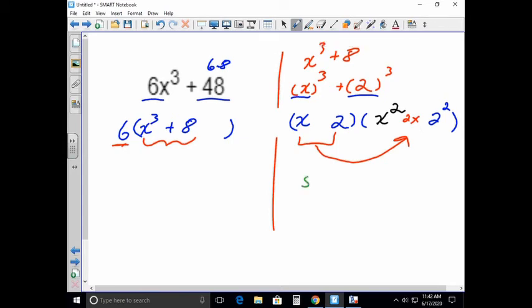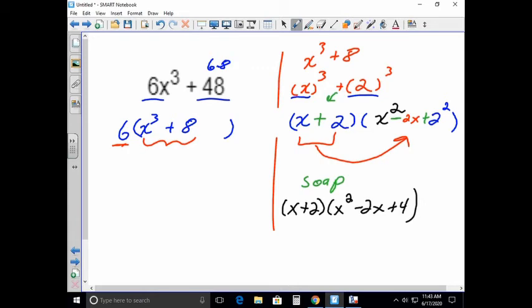And then we use the acronym SOAP to get our signs. The first sign that we need is the same as what we started with. The next sign that we need is the opposite of what we started with, and then that one's always positive. So we end up with x plus 2 times x squared minus 2x plus 4.